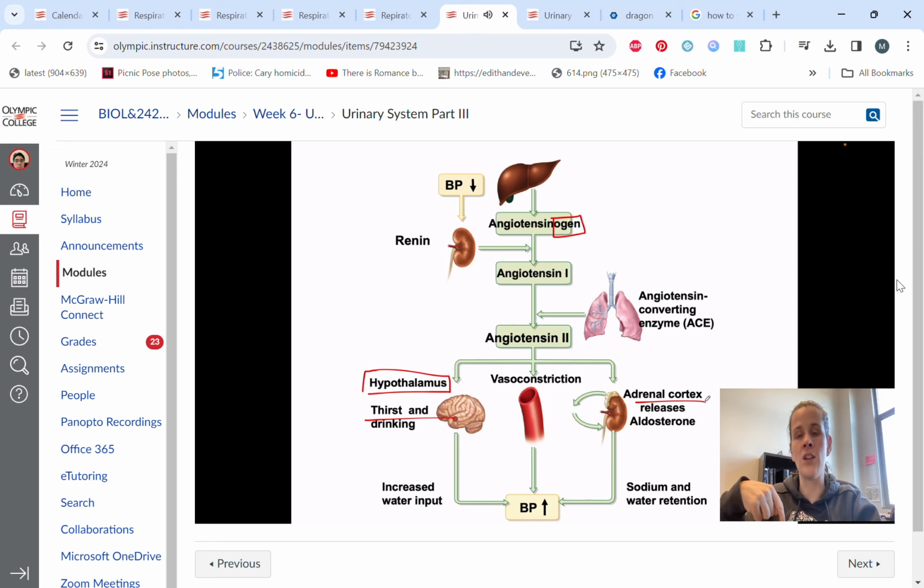Aldosterone travels through the blood and will affect the kidneys, specifically in those distal convoluted tubes, their ability to resorb salt. So when we start resorbing more salt, we're also going to start resorbing more water in that region. This leads to sodium and water retention from your urine. So making sure that sodium and water stay in your system, which will lead to an increase in blood pressure. So overall, all three of these effects increase overall blood pressure.